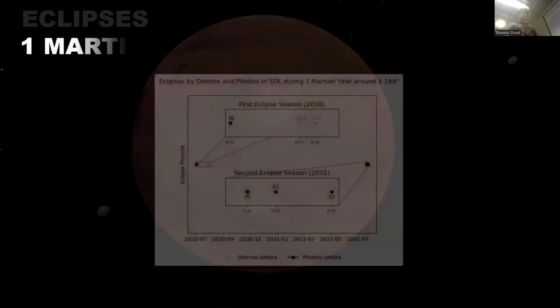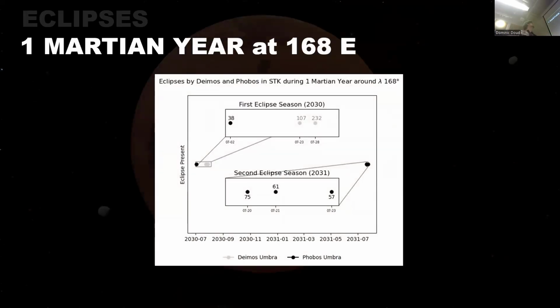Let's take some looks at eclipses by the moon. One Martian year at 168 degrees east. Our first eclipse season, 2030. The x-axis is the date, the y-axis the eclipse present. The black is Phobos and the gray is Deimos, of course. Penumbra, typo. But the numbers represent the actual duration of the eclipse. So 38, 107, 232. And then at the bottom, we have 75, 61, 57. Awesome. Thanks for attending, is what I would say if that was the whole case.